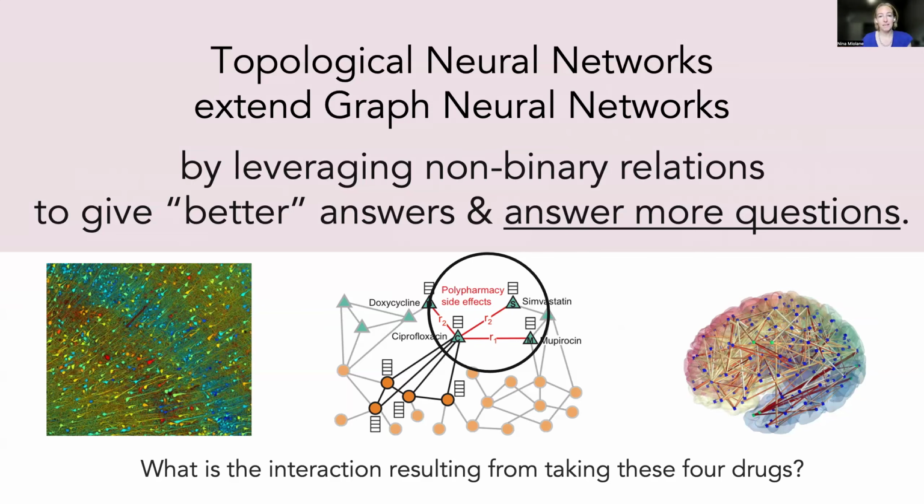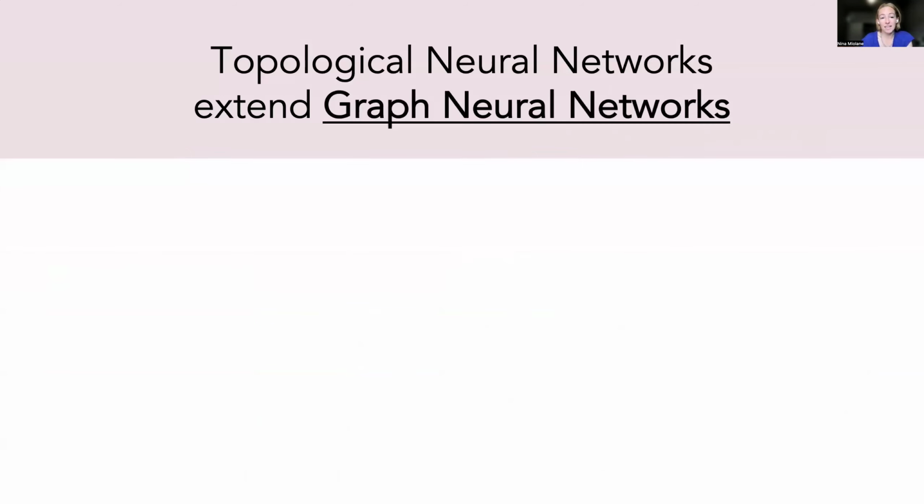Or will their interaction be canceled somehow? So topological neural networks will leverage non-binary relationships to give better answers and answer more questions. Okay, so we just said that TNNs extend GNNs.